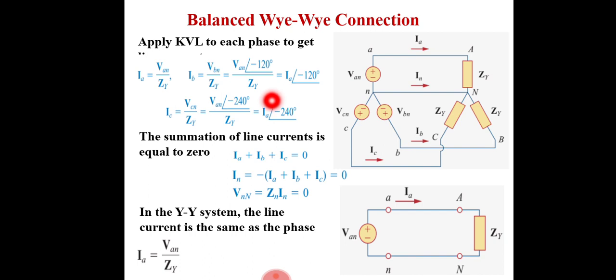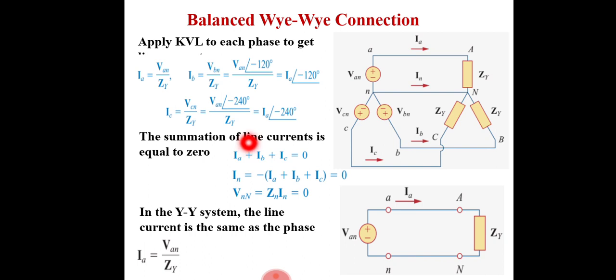Okay. So the summation of line currents is equal to 0 because of the balanced system. Now IA plus IB plus IC is equal to 0. Now we find IN. What is IN? IN is a return path. So IN is equal to minus (IA plus IB plus IC), which is equal to 0. Now the voltage VNN is equal to Zn times In, but In is equal to 0, so VNN is equal to 0.